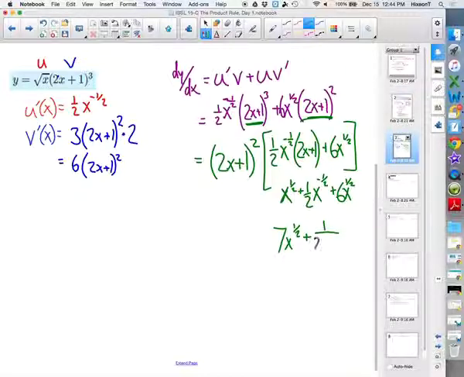we can make this a 1/2 root x times 2x plus 1 squared. When I did it here, I just did 6 times radical x. Is that okay? I was going to do 1/2 over radical x, but I didn't know if I should have done that. Yeah, you can.